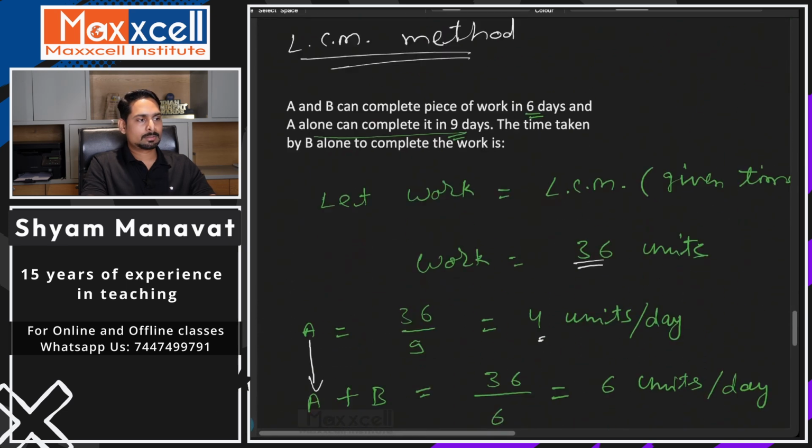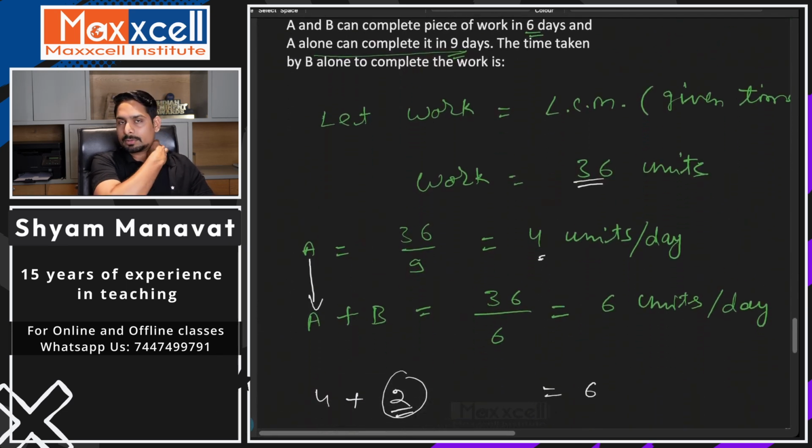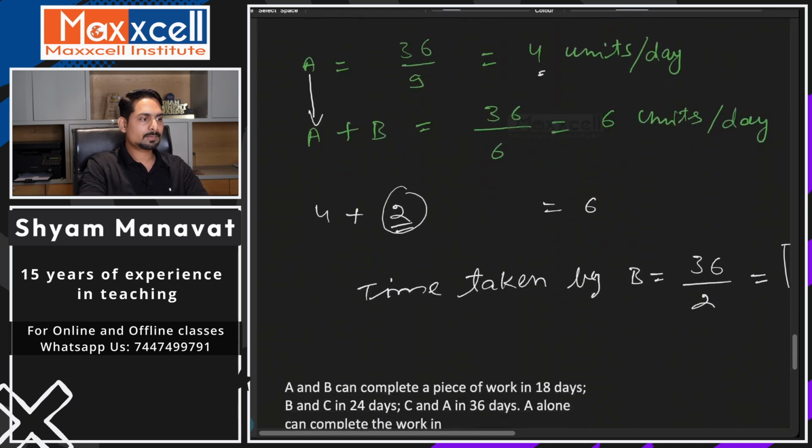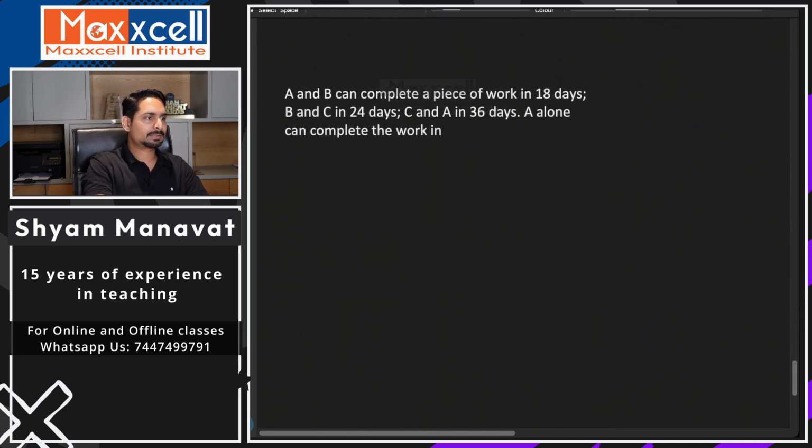So you can use either one of them. I hope you are comfortable with both the methods. In the next questions I will solve only by one method, whichever is best suitable for that particular question. That's how we'll learn how to choose which method will work: assuming work to be X or assuming work to be the LCM of given times. So let's look at the next question.